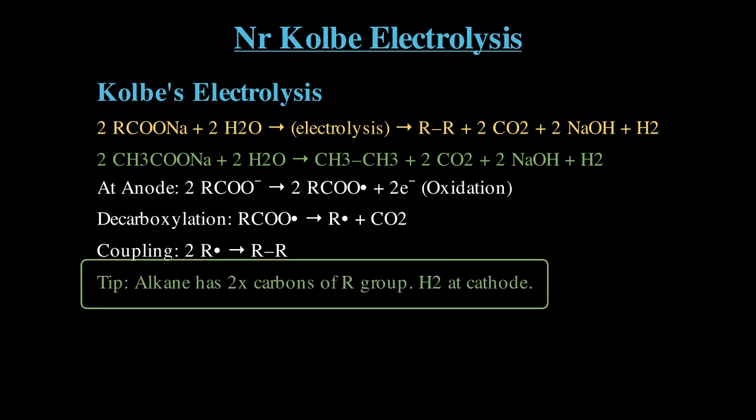Here's a crucial exam tip. The alkane formed has twice the number of carbons as the alkyl group of the starting acid. Also, don't forget that hydrogen gas is liberated at the cathode. It's a complete picture. Now let's switch gears from alkanes to alkenes and explore addition reactions.